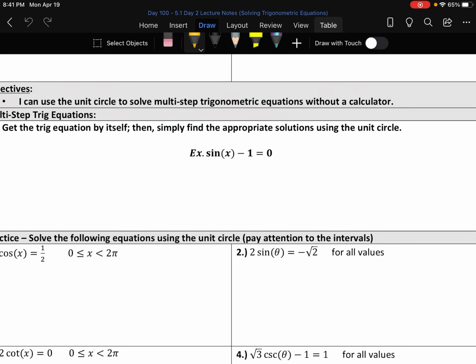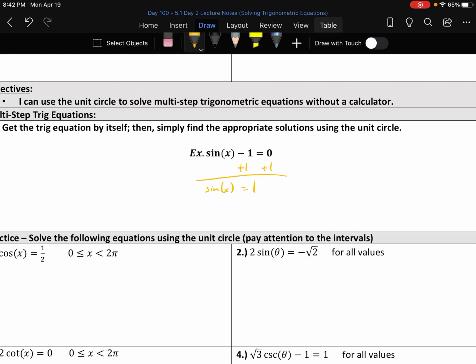Just as you would with any other normal algebraic equation, whenever you want to get a term by itself, you want to undo the terms around it so that you can move them to the other side. So in this case, since we want to get sine of x by itself, we want to get rid of that minus 1. The way we undo minus 1 is we simply add 1 to both sides of the equation. So we end up with sine of x is equal to positive 1.